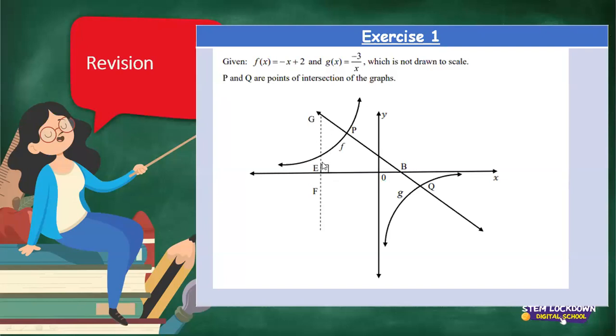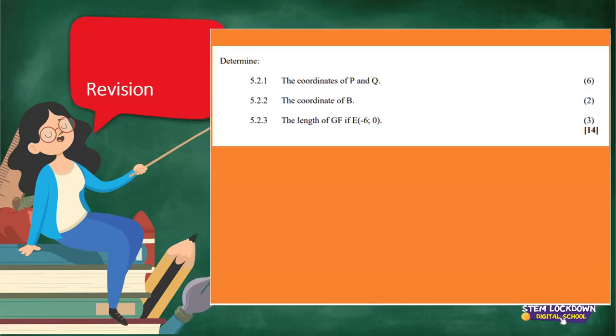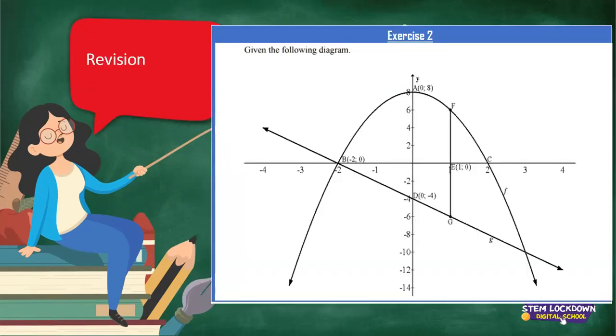So 8 minus 0 will be 8. So that is the length of GE. Okay, fine. That's about that. Let's see this other one.